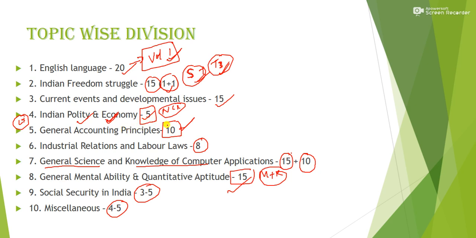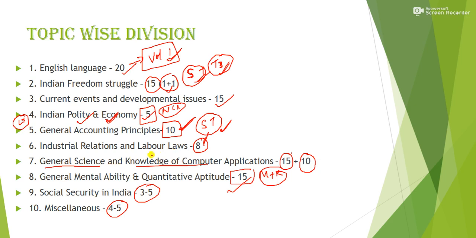Then general accounting principles. Although I didn't prepare from any important source, the friends who have been selected and are working right now told me that there is a coaching or YouTube channel named Success Tree, and they prepared from there. So I think you can go and watch it once to see if it is good. I will also watch it since I am also preparing. Later I will tell you which are the important sources. Industrial and labor laws is also the same.